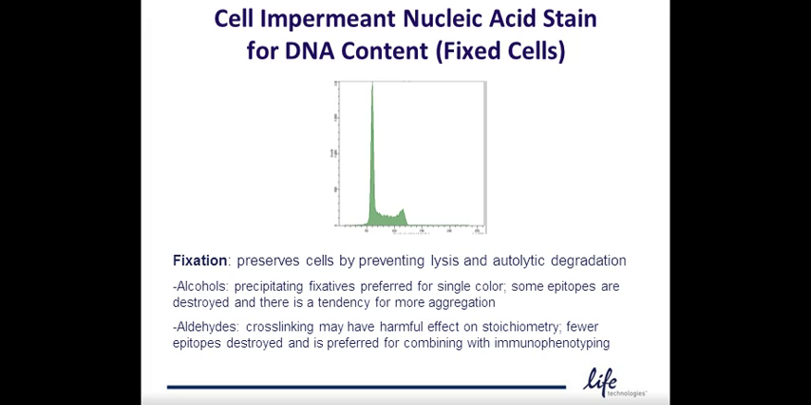Cross-linking fixatives, such as aldehydes, can have a harmful effect on the stoichiometry of the DNA staining, but fewer epitopes are destroyed and less cell aggregation is induced. You'll need to choose the best fixation method for your particular application.